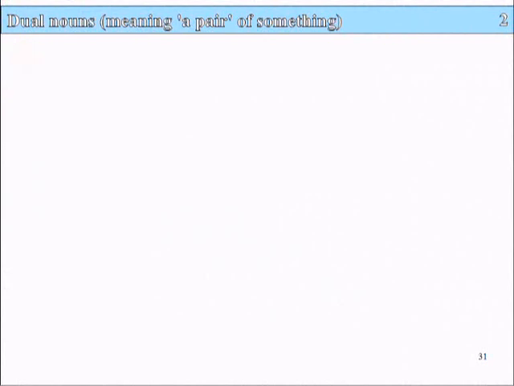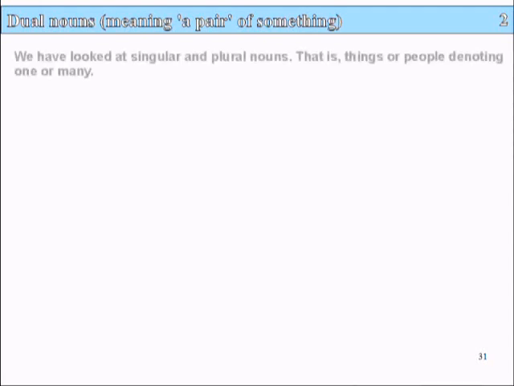Slide 31, Lesson 2, Dual Nouns. Duals mean a pair of something. We have looked at singular and plural nouns, that is, things or people denoting one or many. We've looked at the ems and the ots, the masculine and feminine plural nouns. Now we're going to look at a very similar plural type of thing, but it's called a dual.